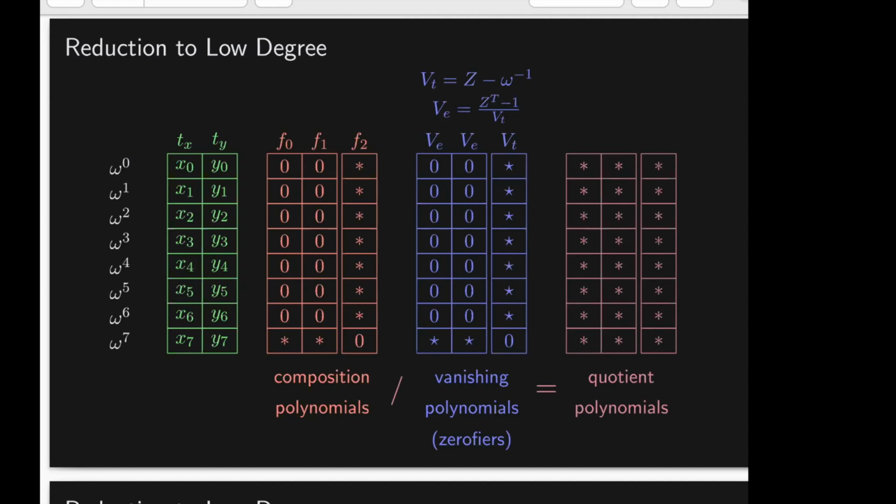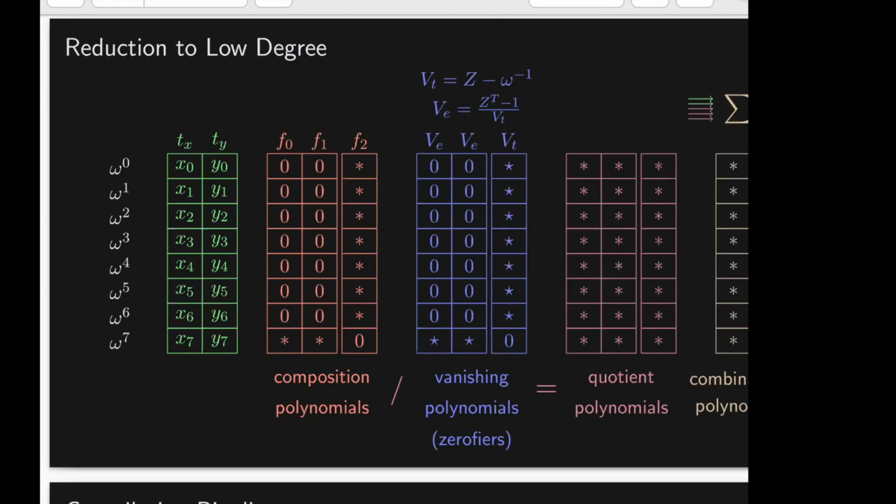This gives us the quotient polynomials, and then in the proof system, we end up summing all the quotient polynomials using random weights, thereby reducing the entire computational claim to a single polynomial. All right, so let's look at the part of the pipeline that we've touched so far.